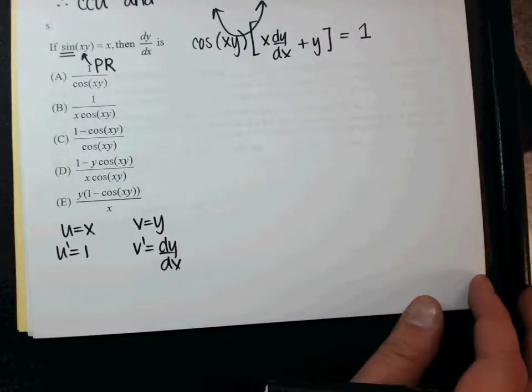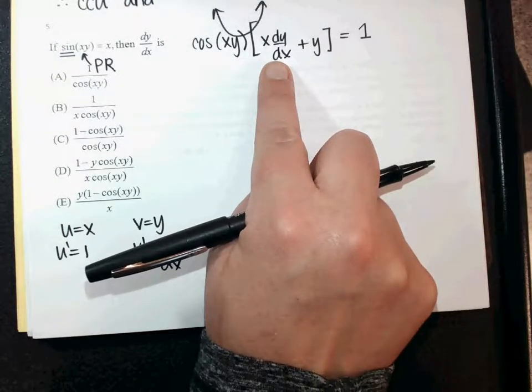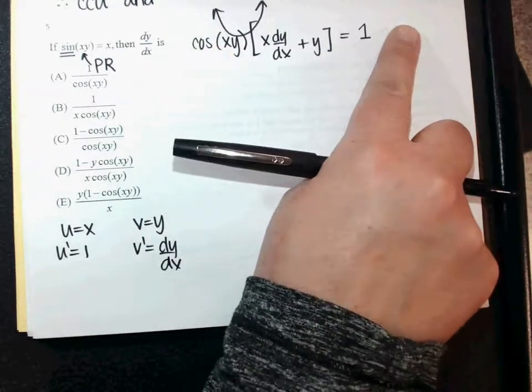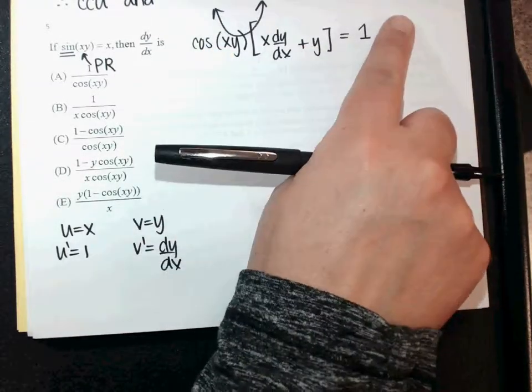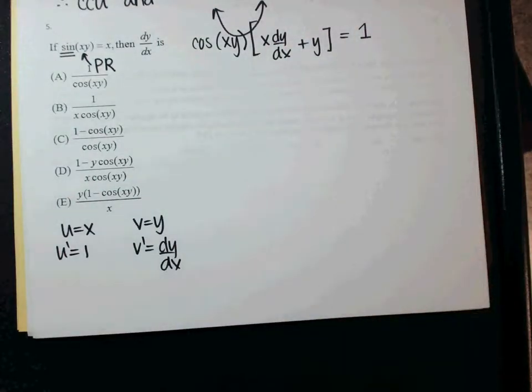Okay, from here, you have a couple different choices. I want to get dy/dx by itself. So what you could do is divide this across, subtract the 1, and then divide by x. Here's the problem with that. You're going to end up with fractions with different denominators. If you're good at that, that will work. If you're not good at that, this is how I would do it.